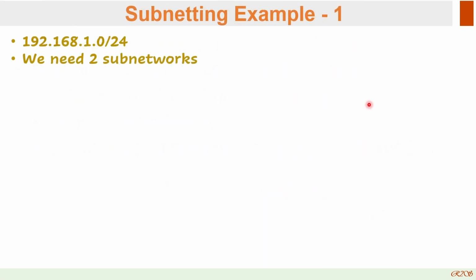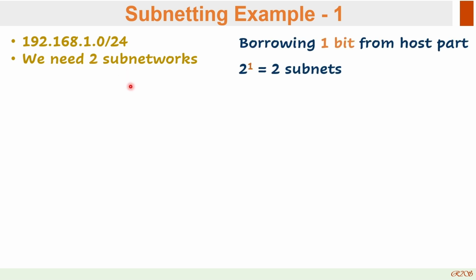Okay, now let's look at an example. We will do it step by step. Consider we have the IP address 192.168.1.0/24, and we need two subnetworks. How many bits do we need to borrow from the host part? We need to borrow only 1 bit from the host part, because 2 to the power 1 is 2 subnets. So if we borrow 1 bit from the host part, we can get 2 subnets.